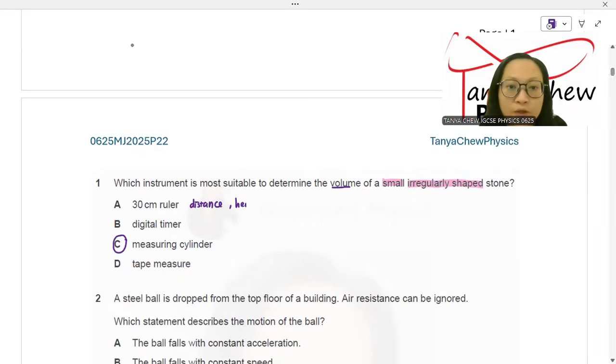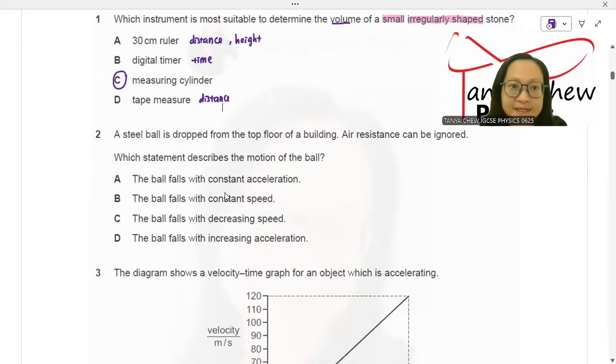Right, a 30 cm ruler is used to measure small distances within 30 cm, or a height within 30 cm. Digital timer is used to measure time. Tape measure is used to measure distance which is more than 100 cm. So that is the reason why the answer is C.